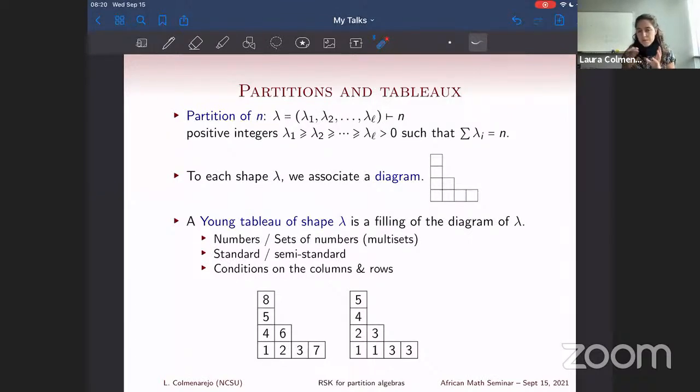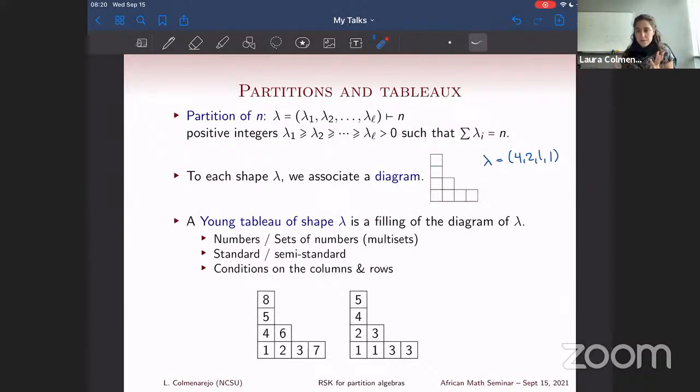And if I'm thinking about a partition, what I'm actually thinking about is a diagram. So what I'm having here is that this partition over here has 4 boxes, 2 boxes, 1 box, and 1 box. And these numbers here are just telling me the number of boxes in each row. And I'm using what is called French notation because I'm putting the diagram in the left south corner.